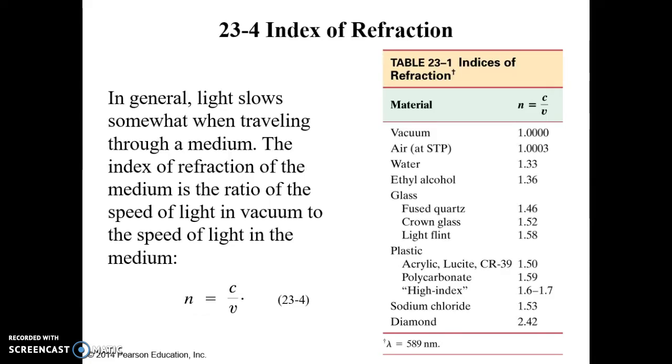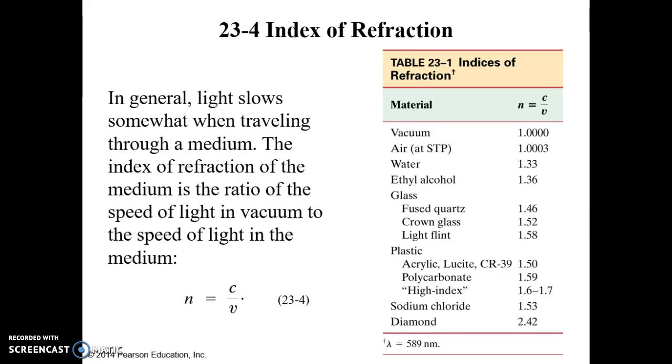Hello, class. Now we're going to discuss light refracting. In general, light slows down somewhat when traveling through a medium. And the index of refraction of the medium is a ratio of the speed of light in a vacuum to the speed of light in that medium.